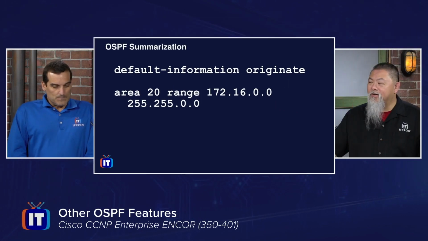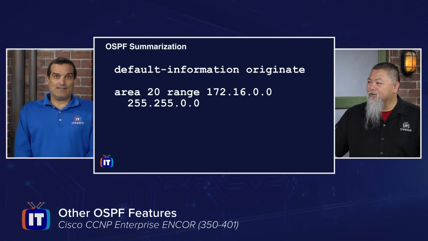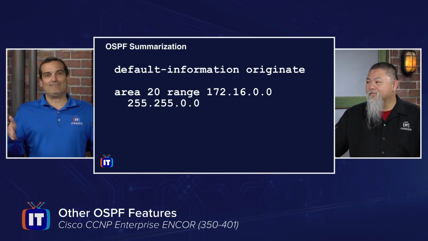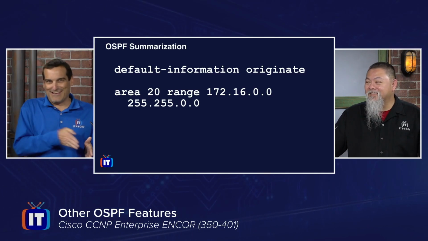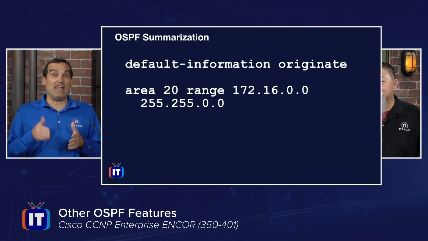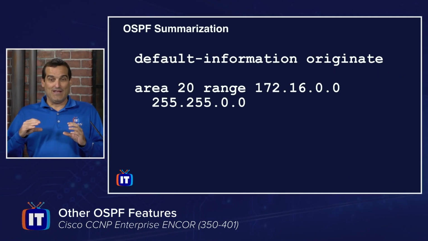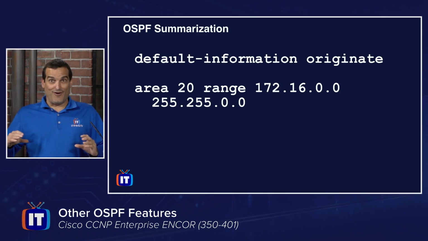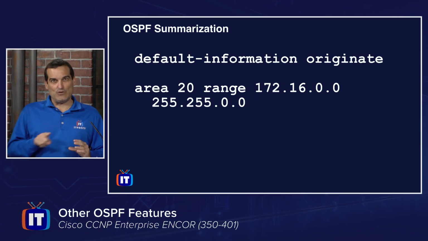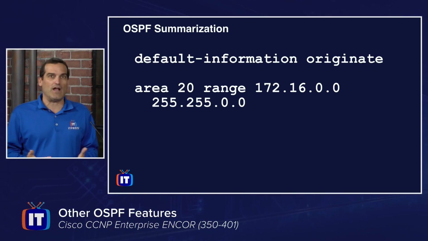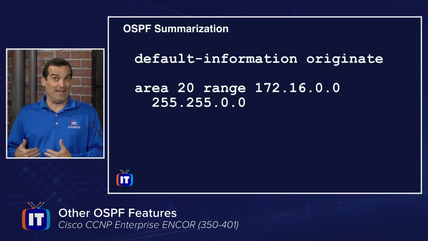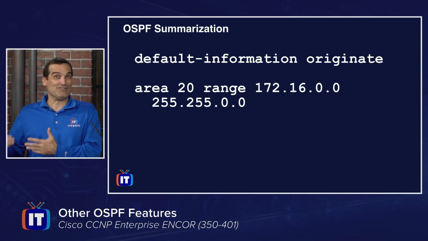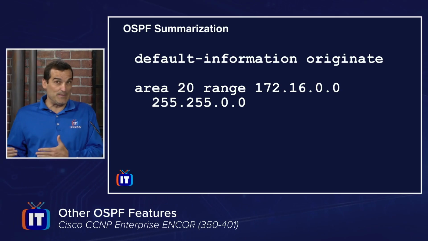All right, so what is this area 20 range about? What would we take a look at? First of all, everyone, I don't like it when we have to cycle to another line there, but anytime the command won't fit all on one line, notice that I indent. So our command here, Ronnie, is area 20 range 172.16.0.0, and then our 16-bit mask.